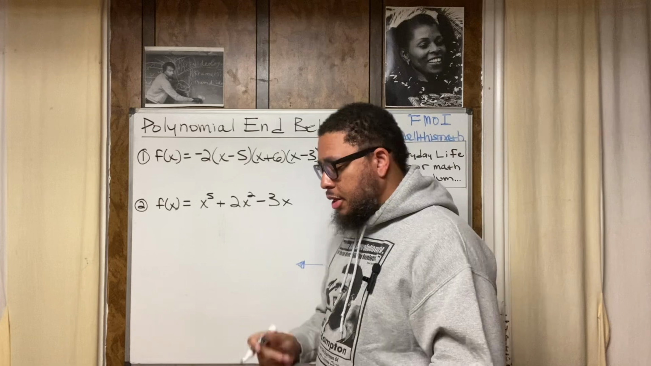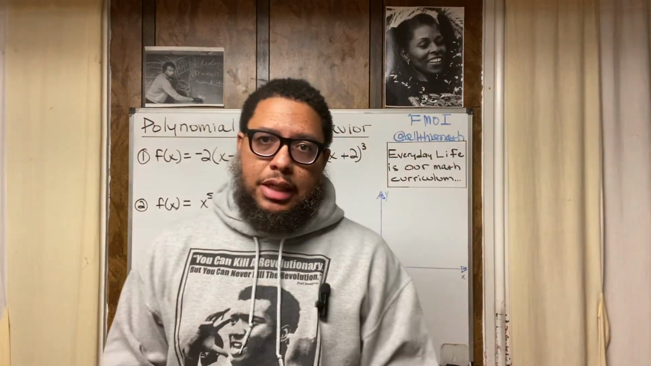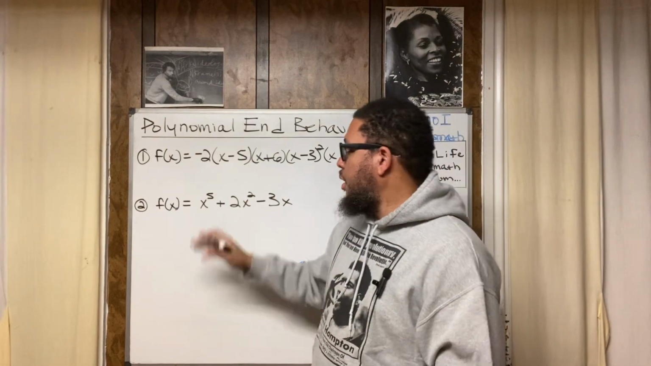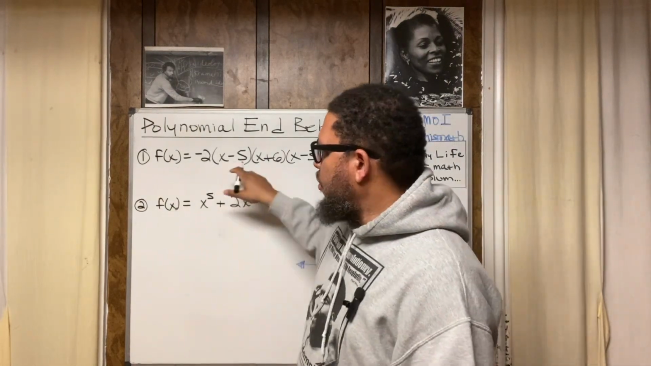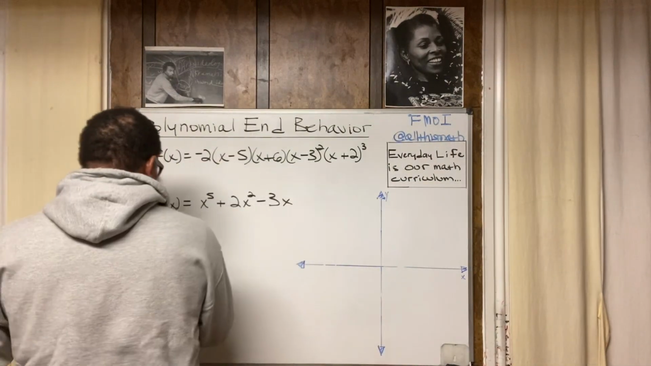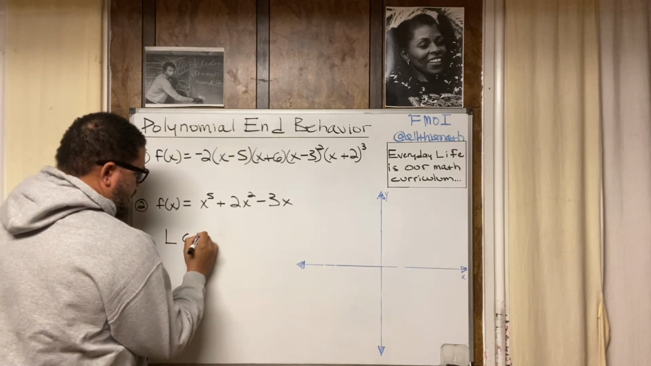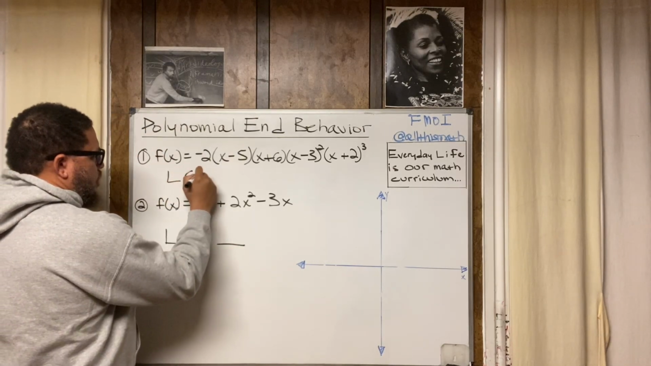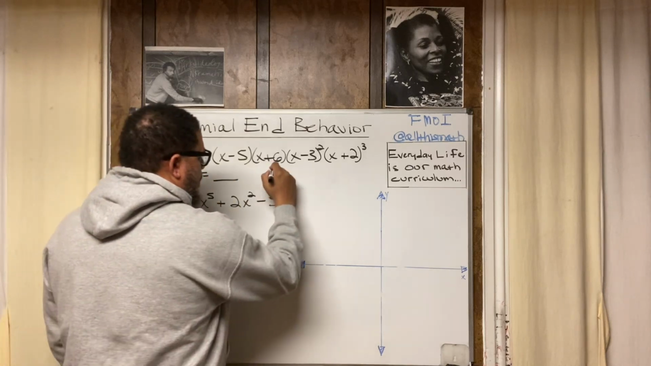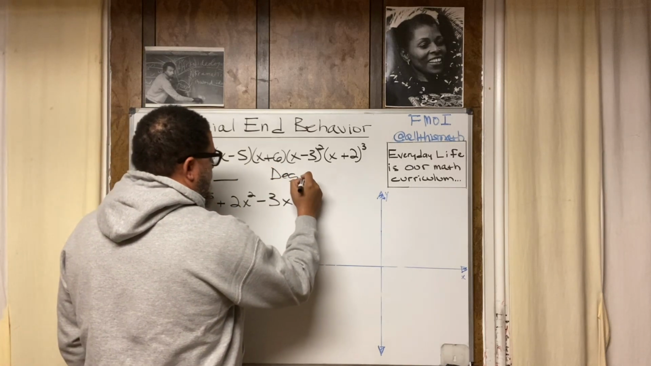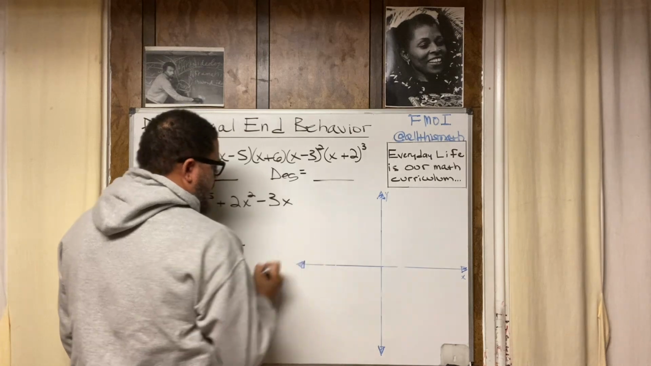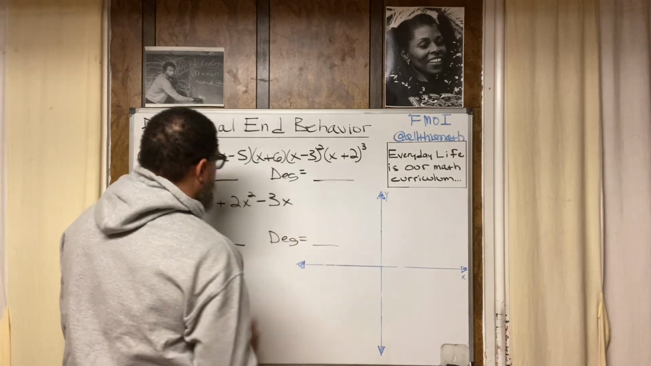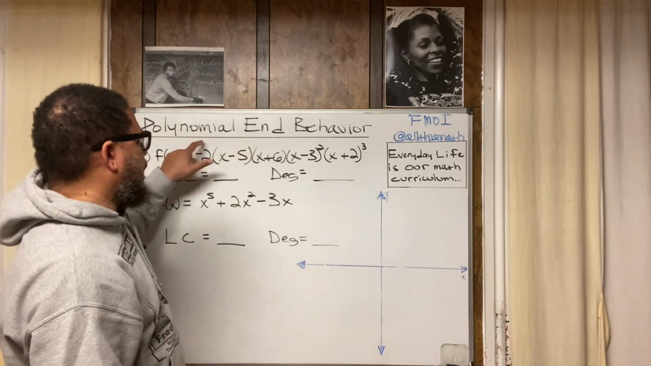We need to know what the lead coefficient is, the coefficient that's at the beginning of the expression. So let's talk about both things. I'm going to say LC, that's lead coefficient. So we need to know what that is, the lead coefficient, and we need to know the degree. So in number one, the lead coefficient is this -2 right here.